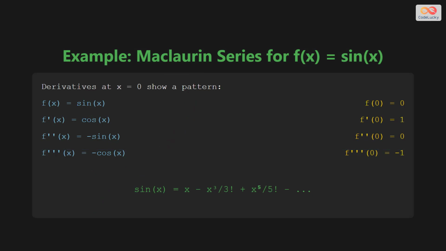Let's try another example with the function f of x equals sine of x. When we find the derivatives of sine of x and evaluate them at 0, we discover a repeating pattern of 0, 1, 0, -1, and so on. This pattern results in a series that only has odd powers of x, with alternating signs.